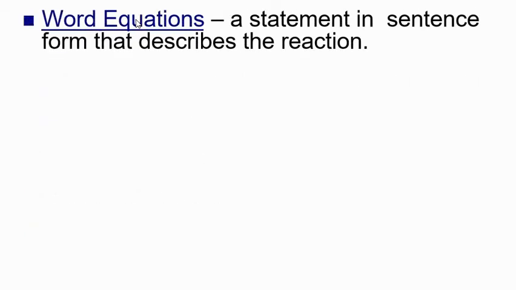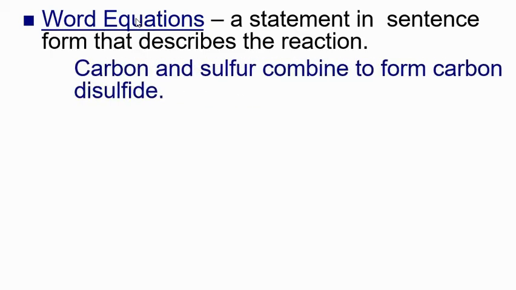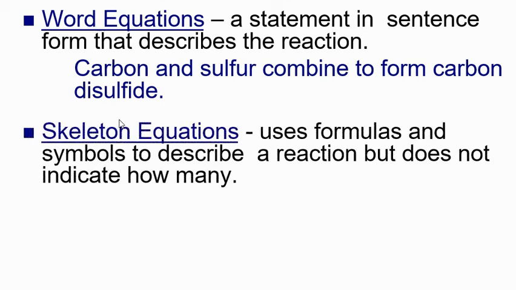So types of equations. This is just basic things. We can have a word equation. So it's describing everything as a sentence. Carbon and sulfur combine to form carbon disulfide. So only words. And if we remember back to the previous slide, that means a plus. Combine to form, that means an arrow is drawn. So it'd be C plus S arrow CS2.